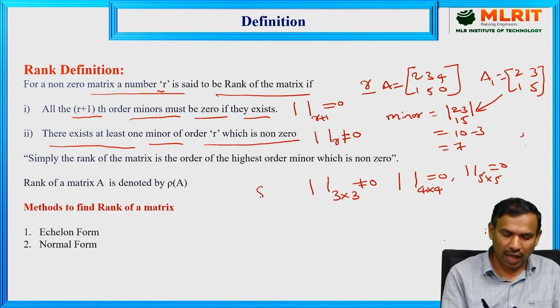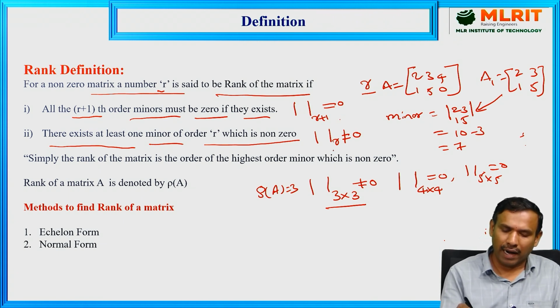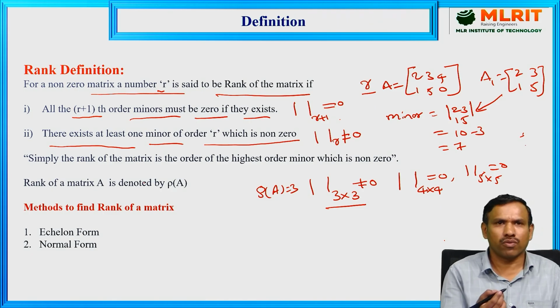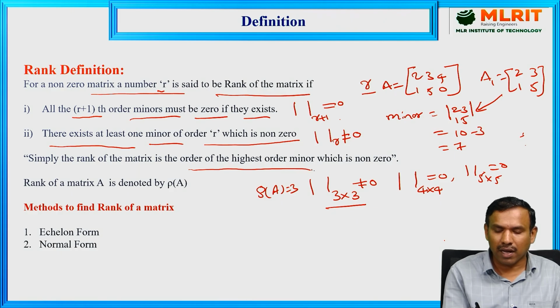Suppose the rank of A is 3, let us say, then there must be at least one 3 by 3 minor. How many are present in the matrix depends on the matrix, but at least one minor is non-zero. Then only you can declare that number R as the rank of the matrix, and the R plus 1 order minors must be 0. So the R plus 1 minor is 0 and the determinant of order R is not equal to 0. Simply, in our words, you can say the rank of the matrix is the order of the highest order minor which is non-zero.